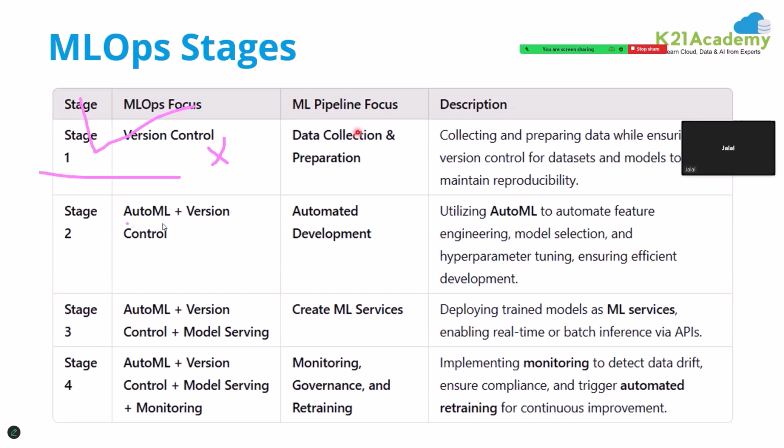But if you are good enough, you can automate those processes using AutoML. If you're more than good enough, then after doing version control, you would like to serve the model as an end product via real-time instances.